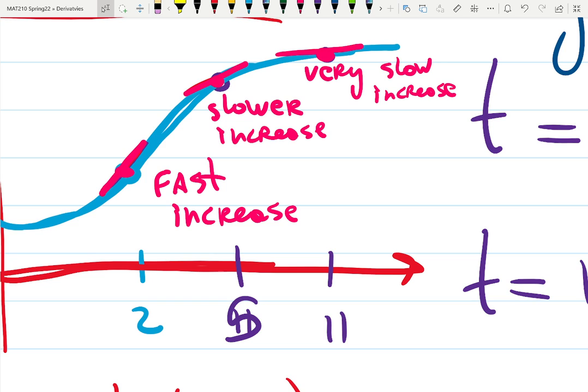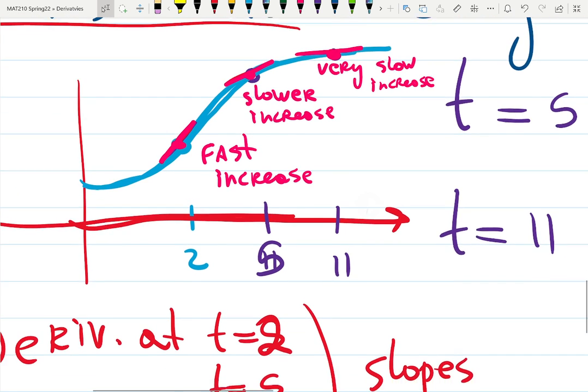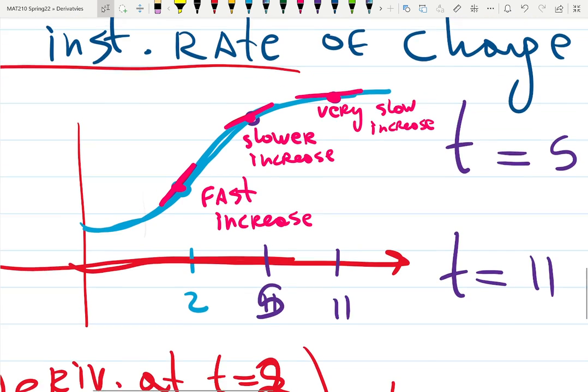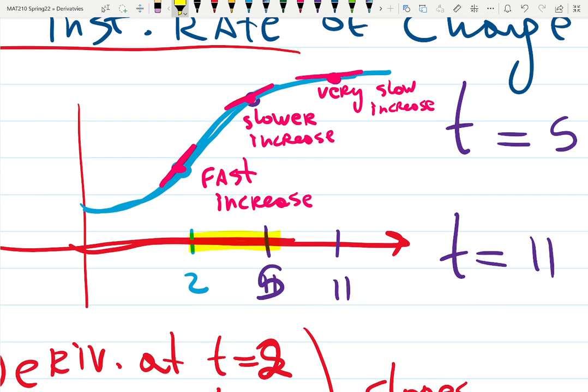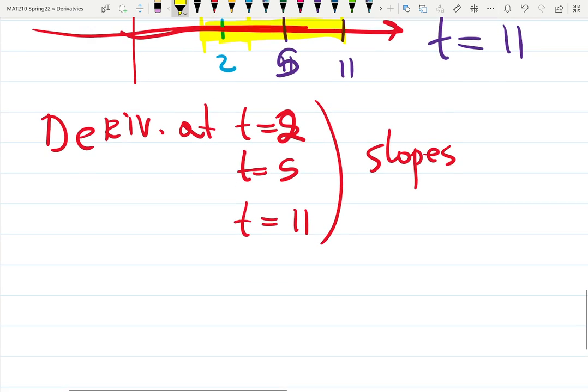That means if they ask you a question, during the first weeks, is the instantaneous rate of change of the population increasing? Let's see. Depends on how many first weeks. If they ask me during these first weeks, the answer is yes, increasing. But then it slows down, and then it slows down. So let me make it clear and write it down.